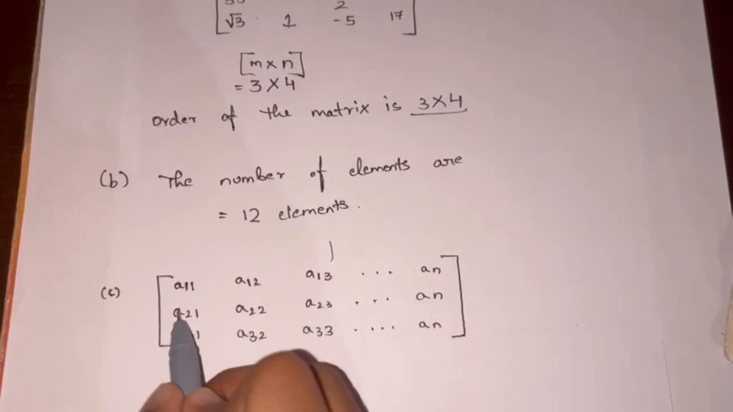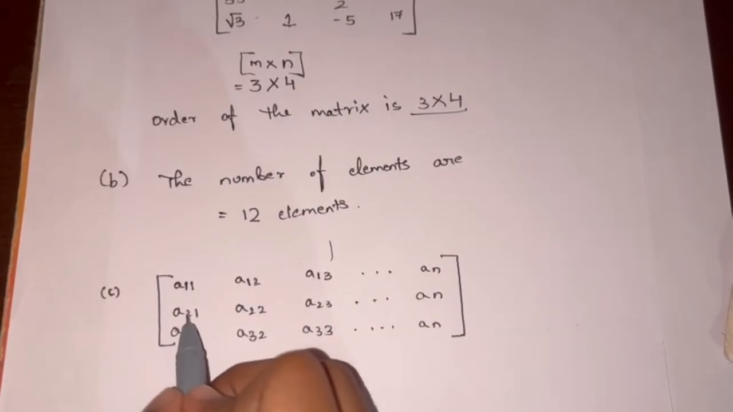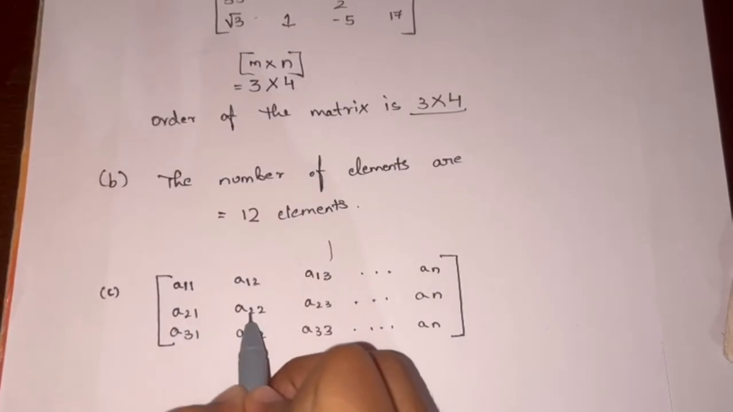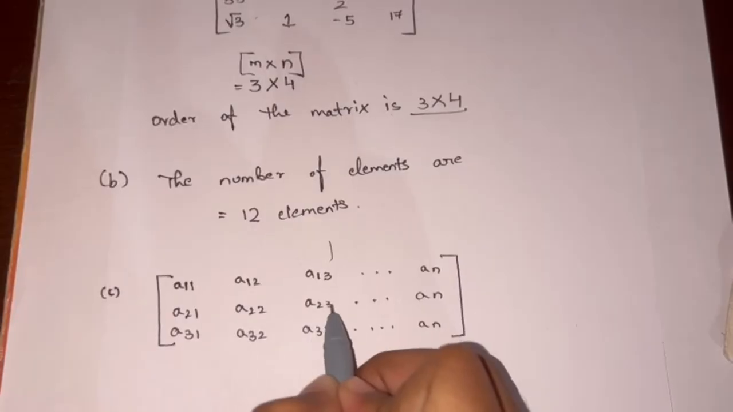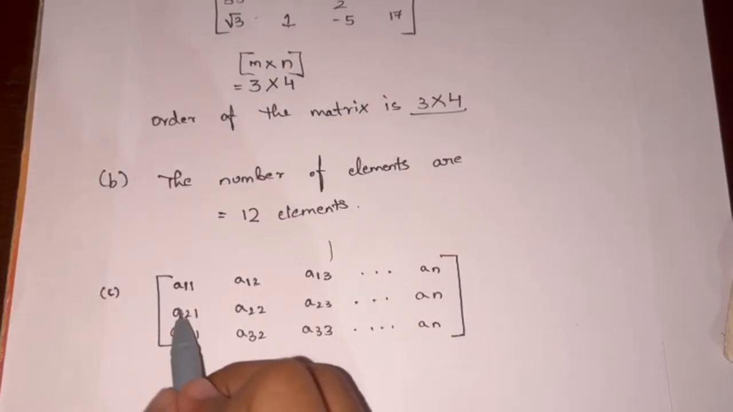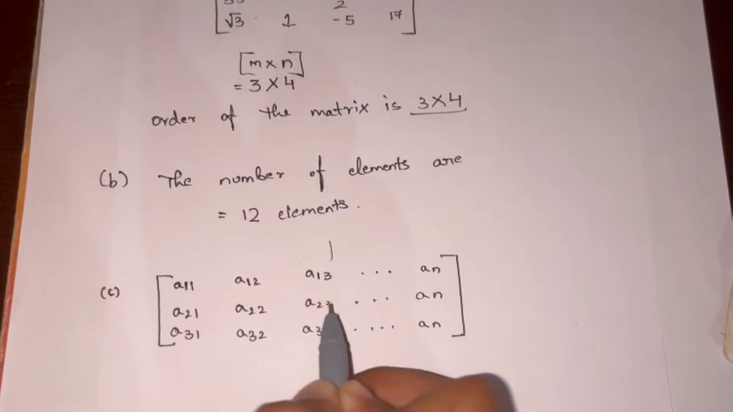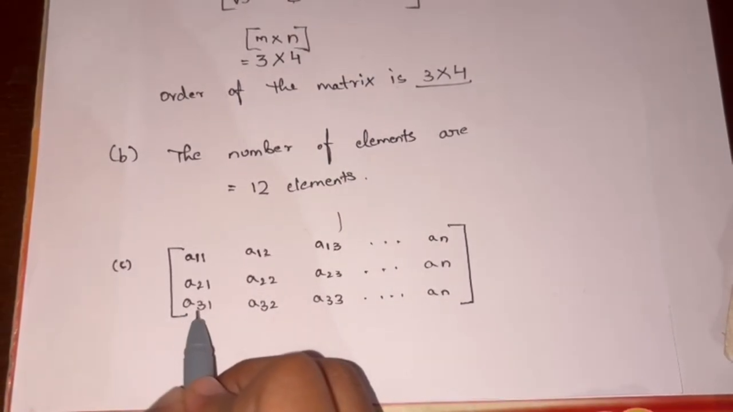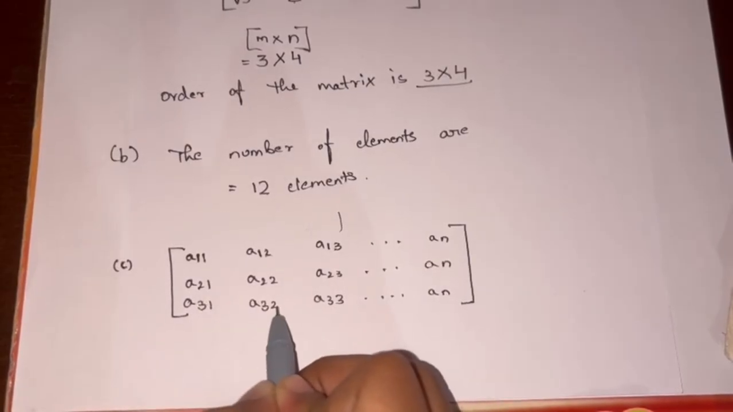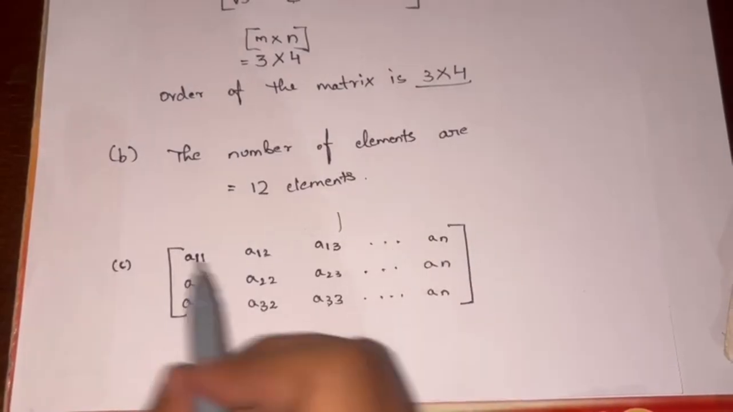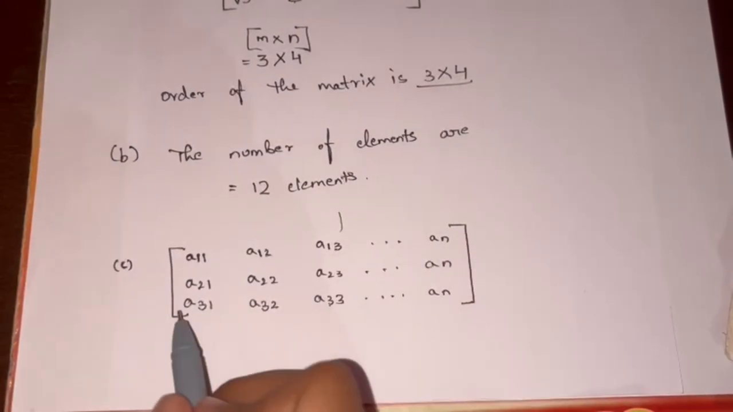The same way here A21 means present in the place of second row, first column; second row, second column; second row, third column, and so on. That is the reason why we are writing it as A21, A22, A23. The same way the third row is saying it is present in third row, first column; third row, second column; third row, third column, and so on till the nth term. So this is the basic form of writing the matrix.